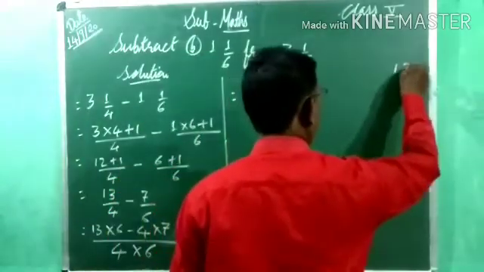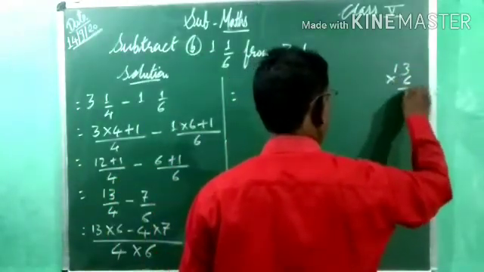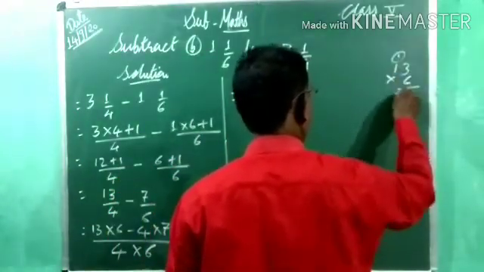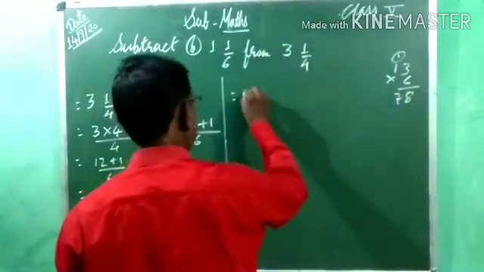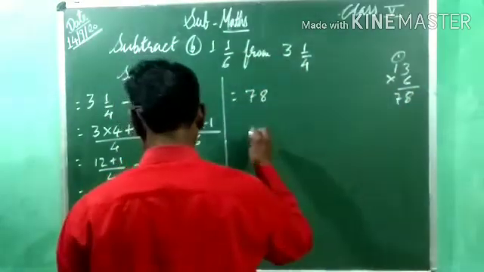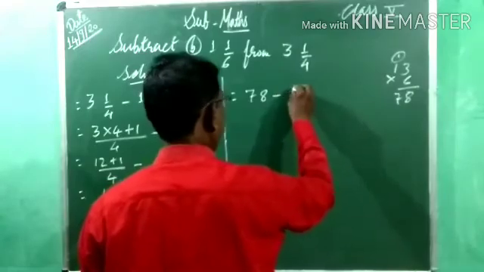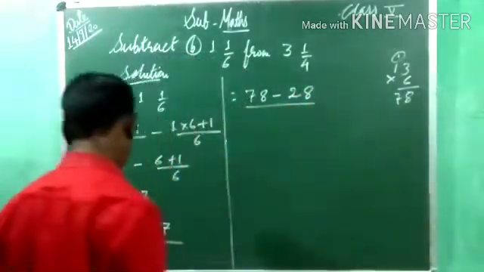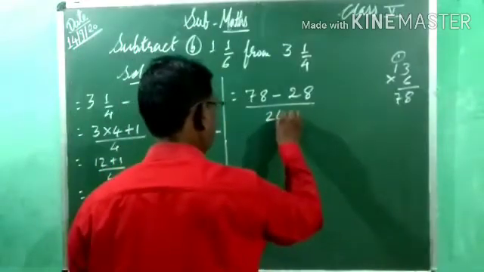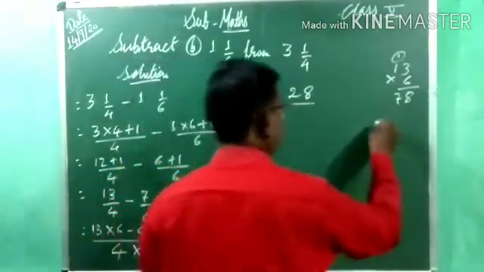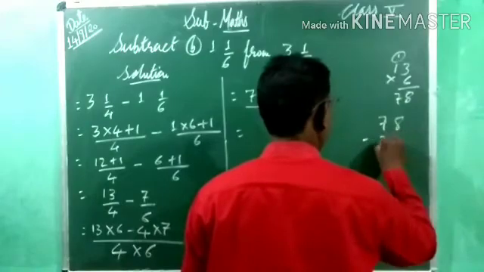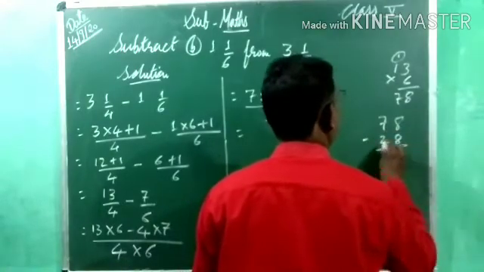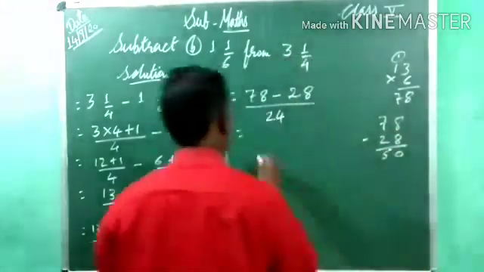Now we have to do 13 into 6. 6 threes are 18, carry 1. 6 ones are 6, 6 plus 1 is 7. 78. 13 into 6 is 78, minus 4 sevens are 28, or 7 fours are 28. Now 4 sixes are 24. Now 78 minus what do you have to do? 28. 8 minus 8 is 0. 7 minus 2 is 5. So 50.